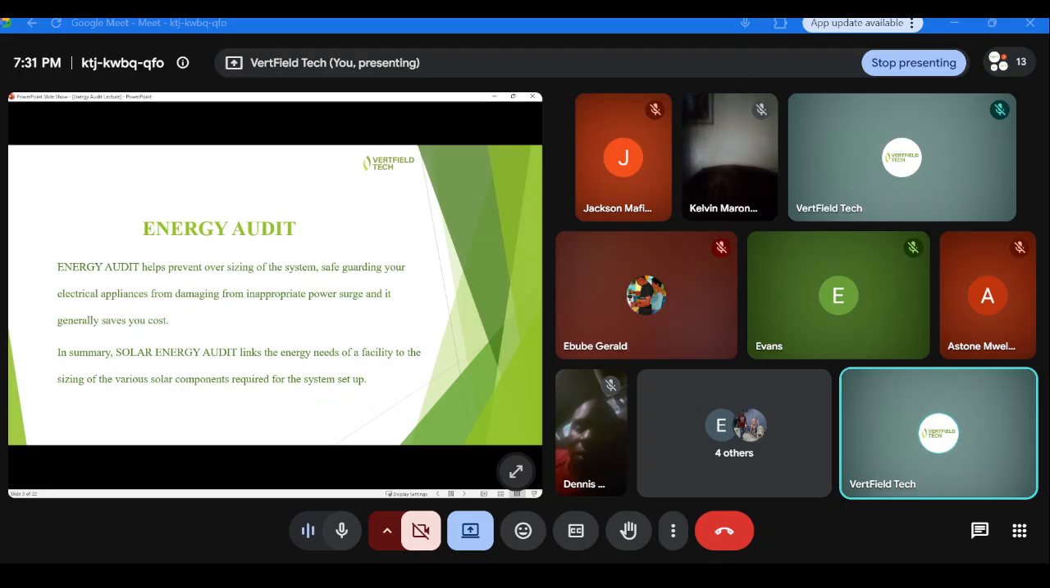So when you carry out a proper energy audit on any facility, you would then be able to not oversize that system, one, and then you will definitely save costs. In summary, solar energy audit links the energy needs of a facility to the sizing of the various solar components. So you see what we have been talking about all of this time.